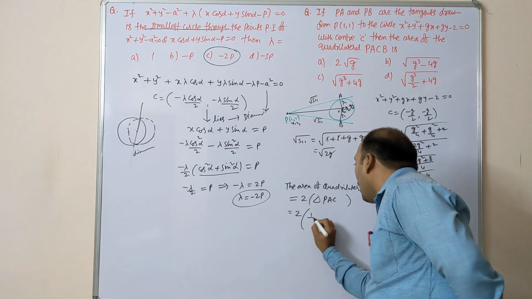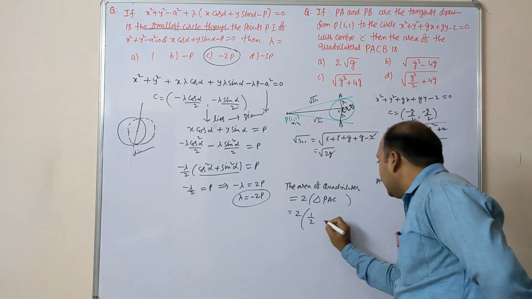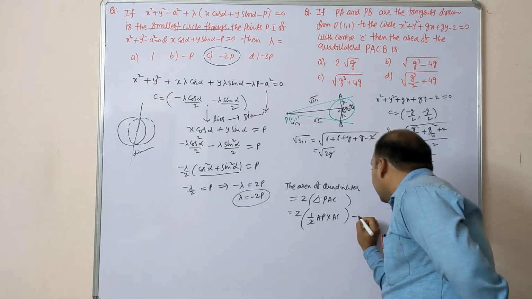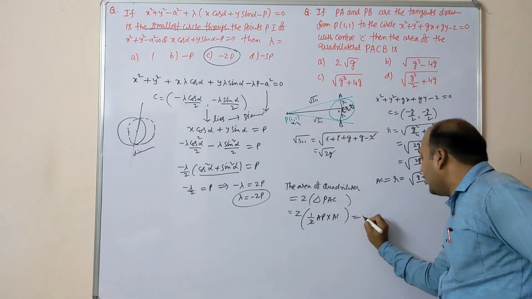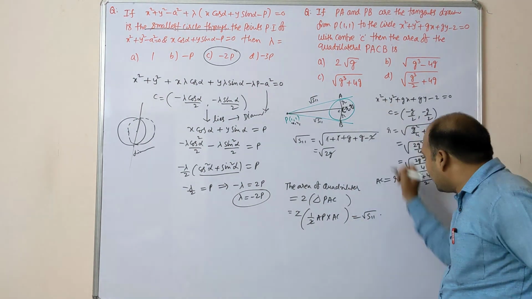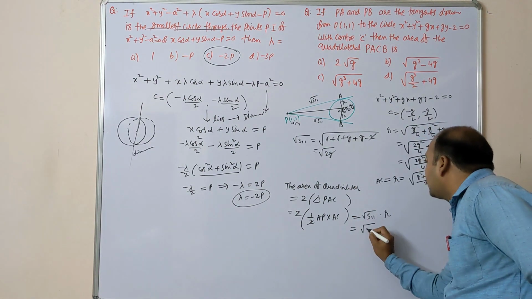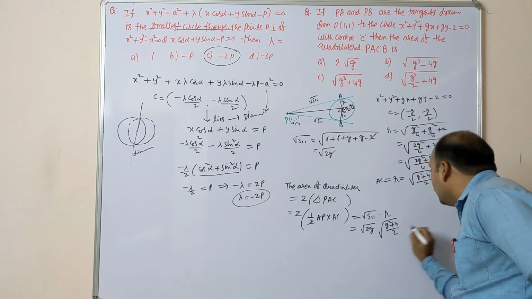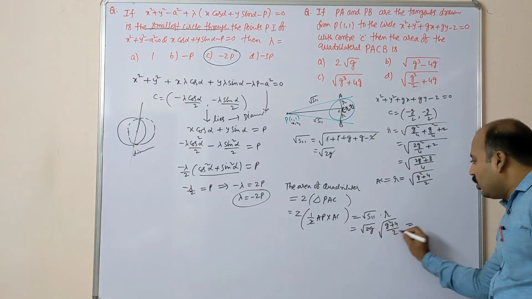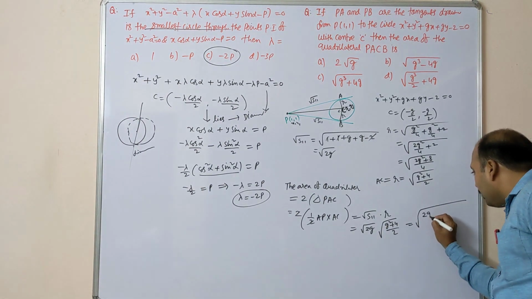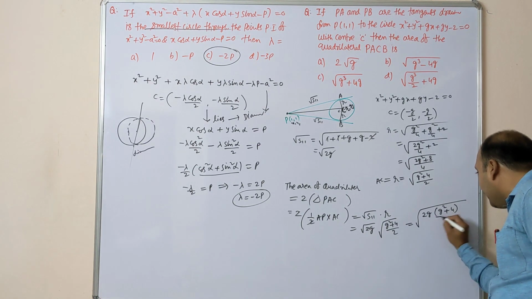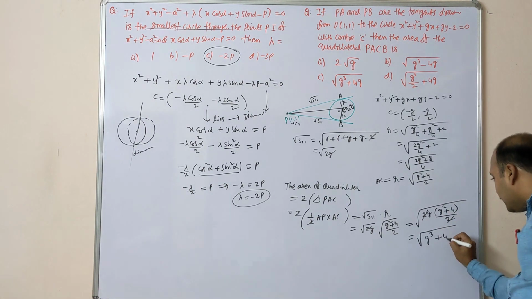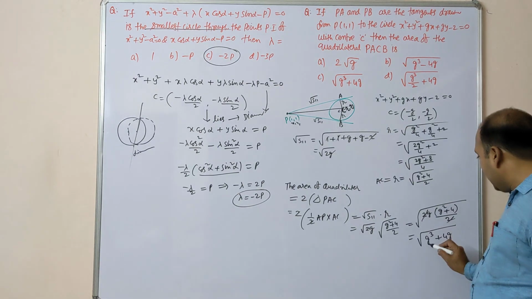So 2 times half into base. Base is what? AP into height AC. 2 to get cancelled, students. AP means what? AP is length of tangent, root S11, into AC. AC means what? R. So root S11 is root 2g. R value is root of g square plus 4 by 2. So root A into root B, root of multiplying these two: 2g into g square plus 4 divided by 2. Here 2 get cancelled. Root of g into g square plus 4, g cube plus 4g. So the area is root of g cube plus 4g.